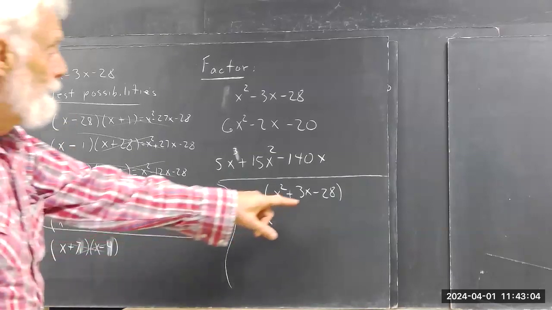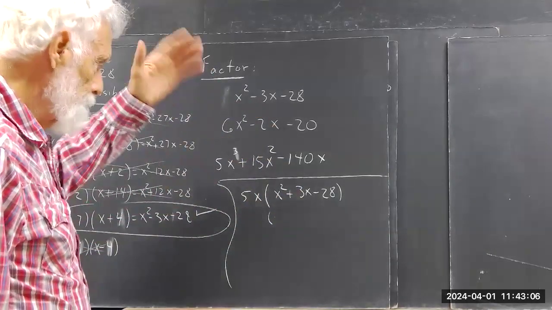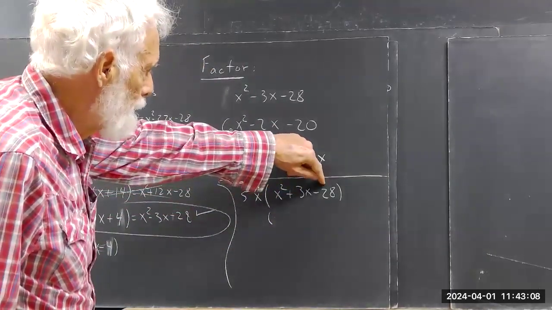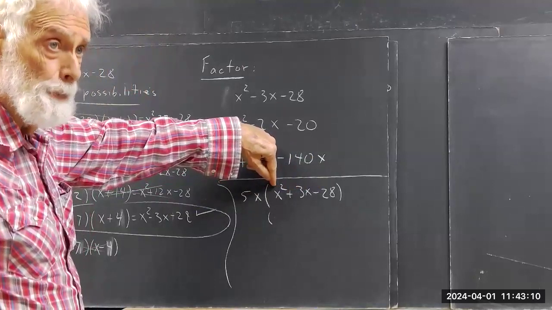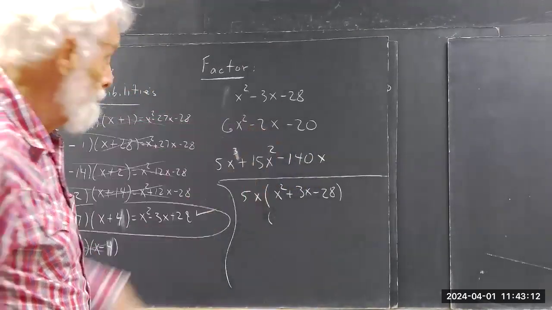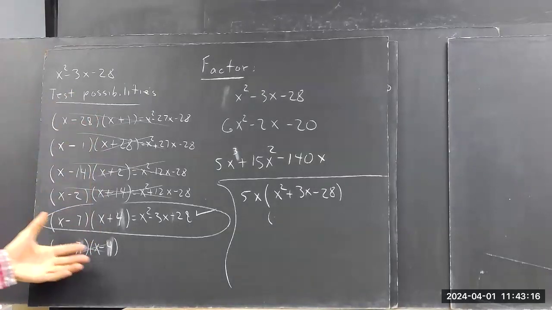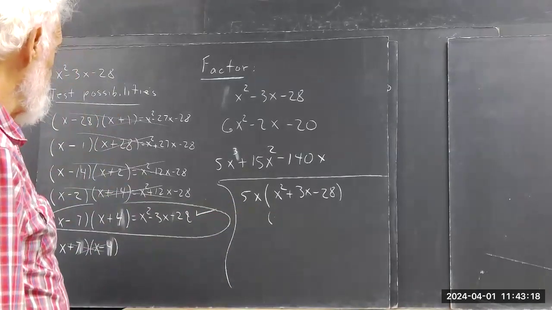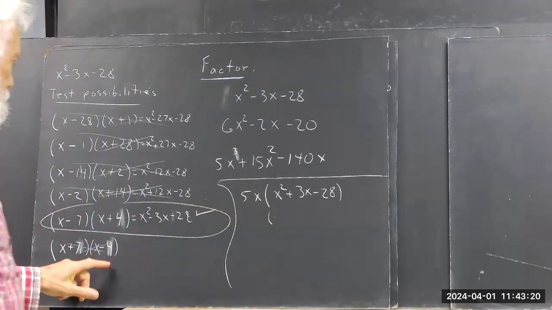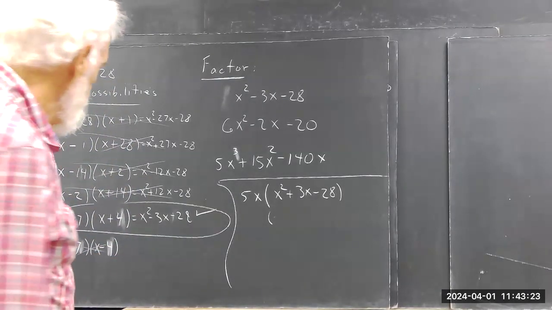Now this is a plus 3x, but this is a minus 3x, but that doesn't matter. What you got here is a minus 28 and just plain old x squared here. So I could check all these possibilities and see which one gives us this. And it's going to be actually the last one here.